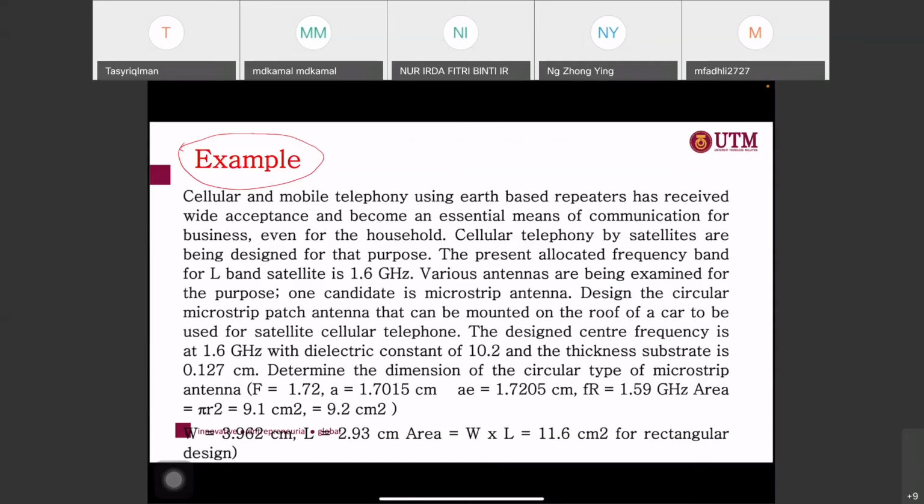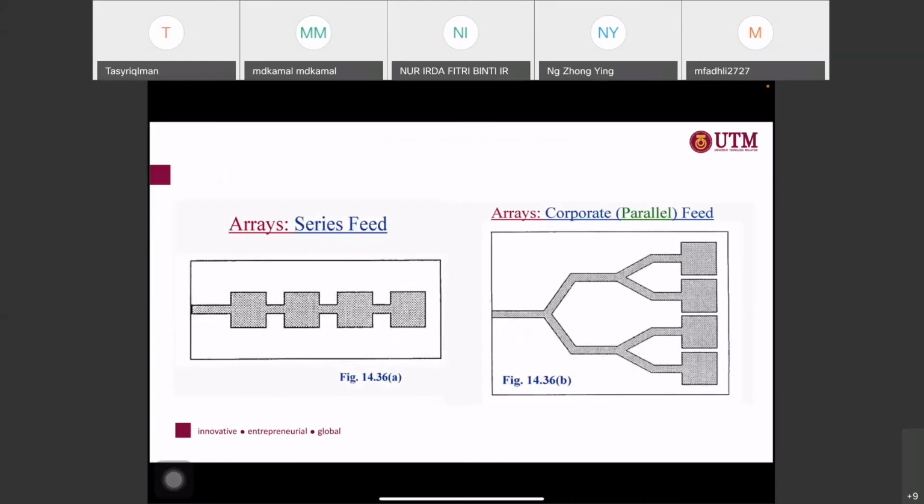Okay, so next I just want to show you, once you have the answer, in terms of what you do if you have more than one element. If you have more than one element, you can have a series feed and a parallel feed. I mean how you want to connect the antennas from one to another. So in terms of the array elements, how you want to connect them, we can find out later.